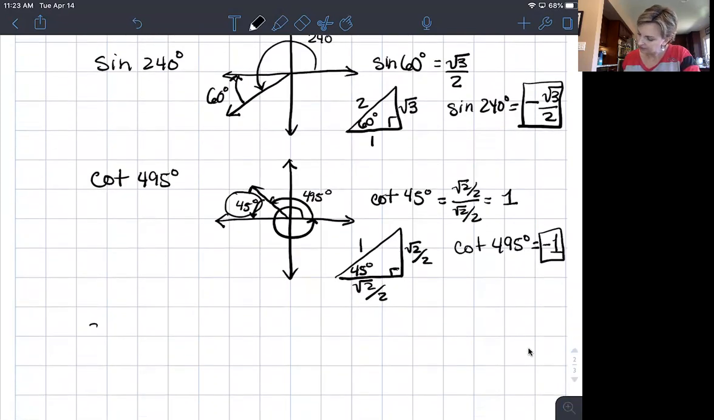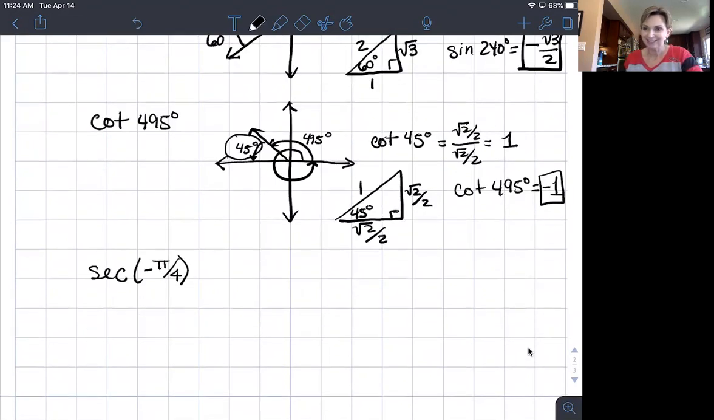Last one, let's do the secant of negative pi over 4. I want you guys to do this one on your own. Okay, so you're going to pause the video, you're going to come up with an answer, and then we're going to see if we get the same one. Okay, all right. Hopefully you came up with an answer. Now let's see if we have the same one. All right, so here we go.